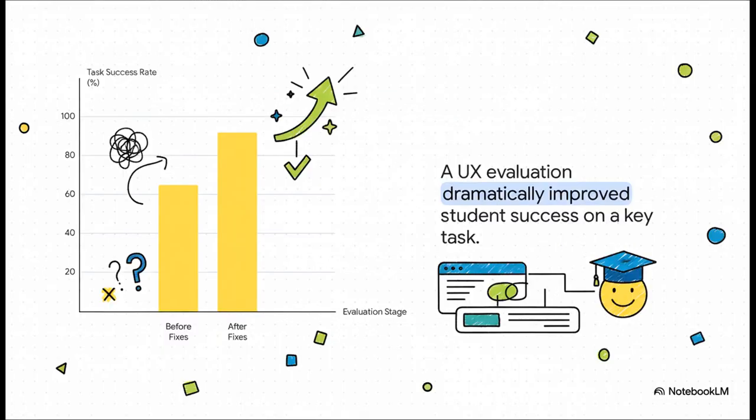But here's the good news. This process really, truly works. Look at this chart. It shows the task success rate for submitting an assignment before and after a UX evaluation led to some fixes. It went from a dismal 65% all the way up to 92%. That is a huge, measurable improvement that has a direct, positive impact on students' lives. Good design makes a difference.